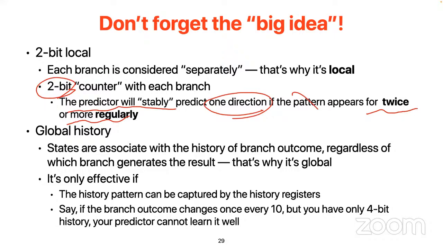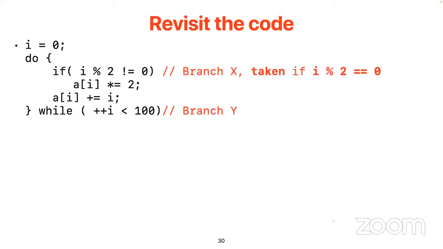Another one which we introduced is called global history, right? States are associated with the history of the branch outcomes, regardless of which branch generates the result. So for this one, we totally ignore which branch generates the result. And it's effective if you have a history pattern that could be captured by history registers. However, if it takes a long history to have a repetitive pattern, and your register is really short, it's not going to work out, right?